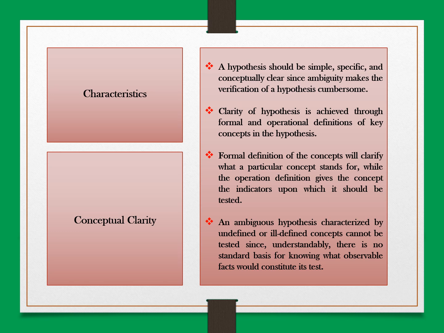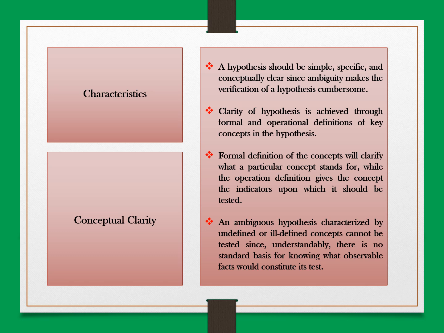The other important characteristic of a good hypothesis has to do with conceptual clarity. That is, a hypothesis should be simple, specific, and conceptually clear, since ambiguity makes the verification of a hypothesis quite difficult. Clarity of hypothesis is achieved through formal and operational definitions of key concepts in the hypothesis. Formal definition of the concepts will clarify what a particular concept stands for, while the operational definition gives the concept the indicators upon which it should be tested.